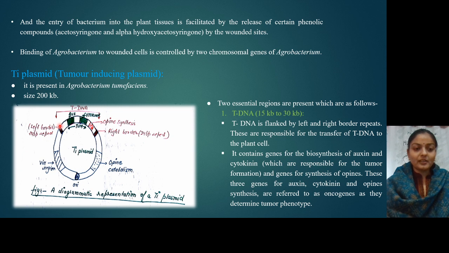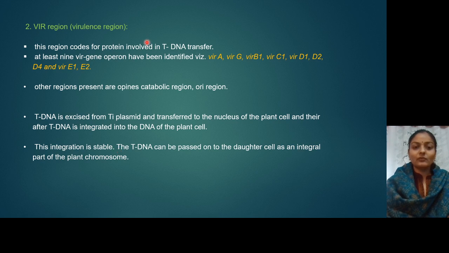So it only recognizes these border repeats, and the genes present inside the T-DNA play no role in the transfer and integration of the T-DNA. So these border repeats are important. Next, the region which is important is the VIR region, and this VIR region contains many genes, and up to now 9 VIR gene operons have been identified, like VIR A, G, B1, C1, D1, D2, D4, E1 and E2. The other regions I have already discussed, that is the opine catabolic region and the ori region.